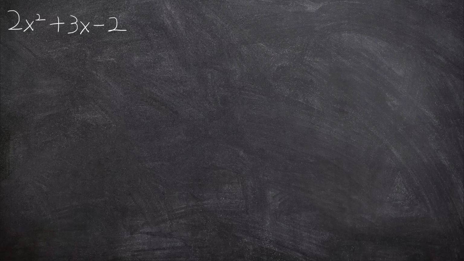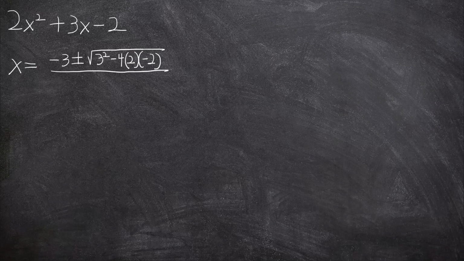Let's start off with this equation right here. So how can we plug this into the quadratic formula? Well, it's pretty simple. We would write negative 3 plus minus square root of 3 squared minus 4 times 2 times negative 2, and this will all be over 2 times 2.